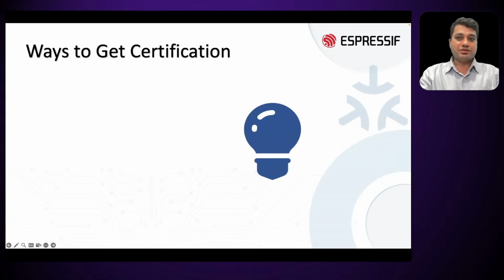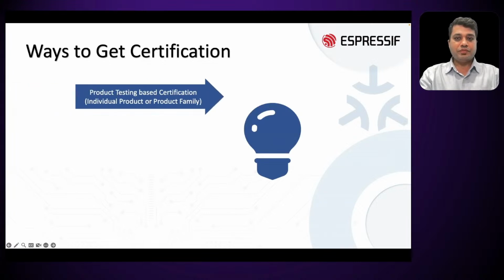Now, what are the ways to get this certification? The first way for any product to get certification is to undergo the complete product testing. This certification can be for an individual product or a family of products. For example, you may be building a complete set of different lights, including downlights, bulbs, and panels. You can probably consider product family certification if, from the software perspective and the Matter configuration perspective, they are similar. This is probably the most common way of doing the certification.